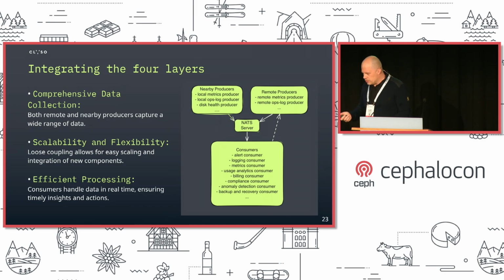How it works is the same as what I already told. A producer produces some information, which goes to the nodes. It can be streams, it can be a key-value store. It depends on the needs. And then we have a lot of different consumers.